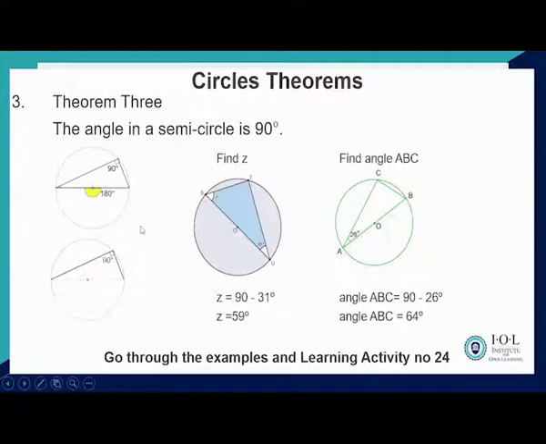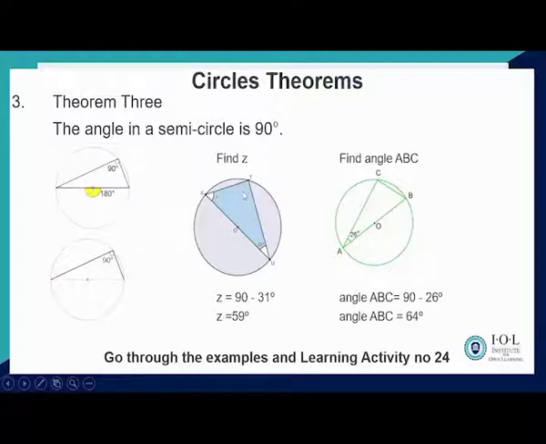The angle in a semicircle is 90 degrees. What is a semicircle? Half a circle. Meaning the base will always be the diameter. So any sketch where you have a diameter, you will know that that is 90 degrees. There we have the 90 degrees. And the other one, there we have 90. Angle C will be 90 degrees. Angle T will be 90 degrees.